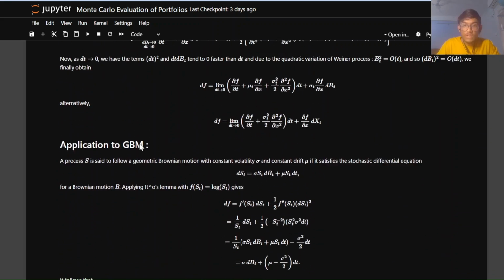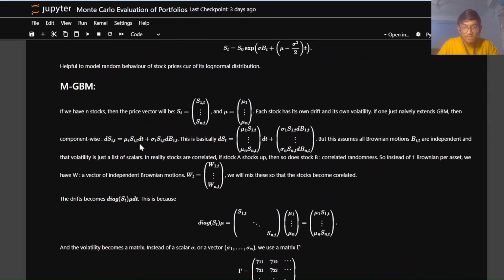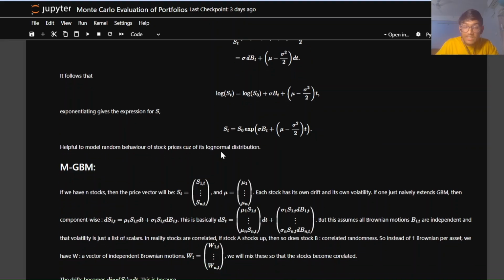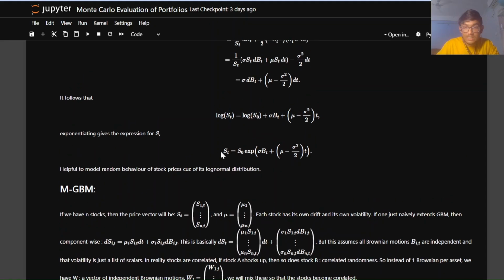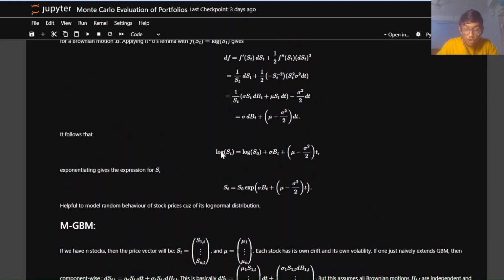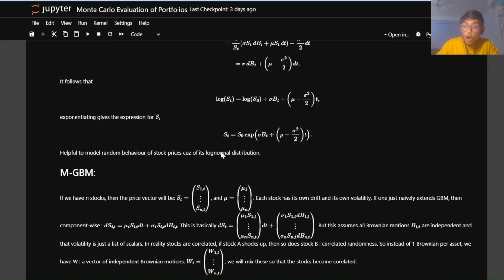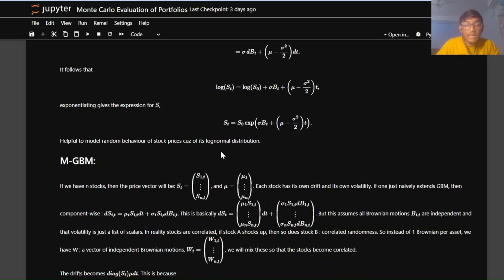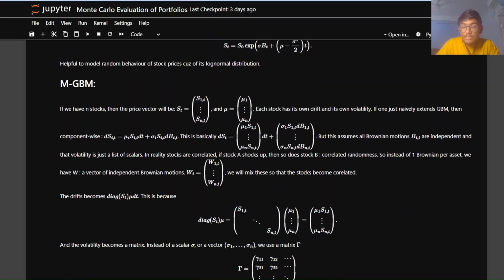Alright, so we have gotten our expression for St, which is St is equal to S naught e to the power sigma Bt plus mu minus sigma square upon 2 times t. But this is just for a single asset. This expression for GBM, which is the geometric Brownian motion, is for a single asset. How about when we have n stocks, when we have n assets? Let's move over to M-GBM, where M stands for multidimensional, and let's analyze what happens.